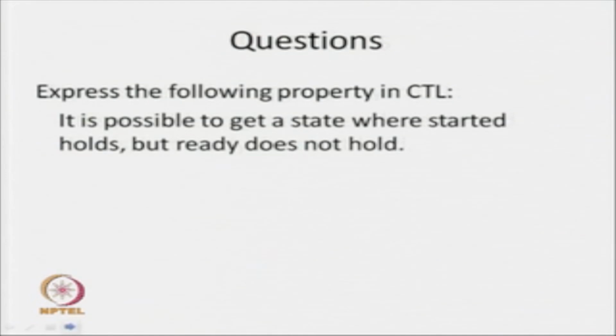Now, just look at another way of looking into CTL formulas. Express the following property in CTL: is it possible to get a state where started holds, but ready does not hold? If you look into this statement, we can capture two keywords: one is started and another one is ready. That means these two are my atomic propositions.